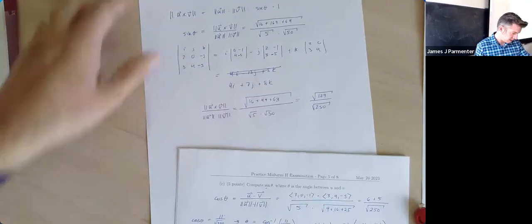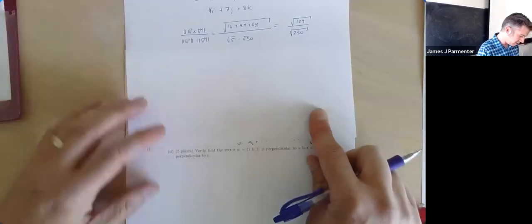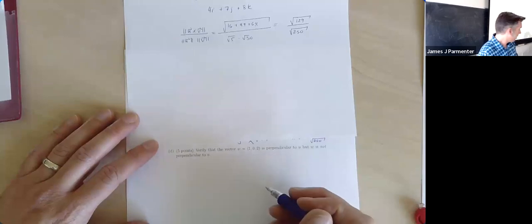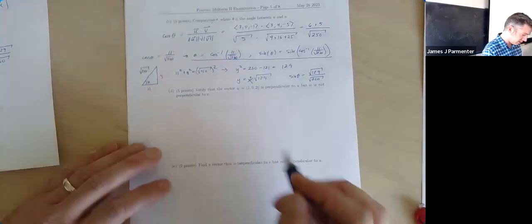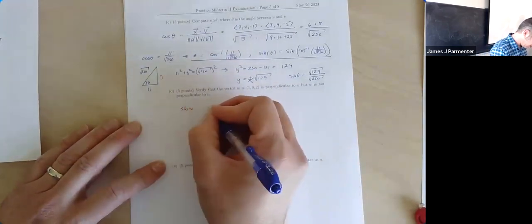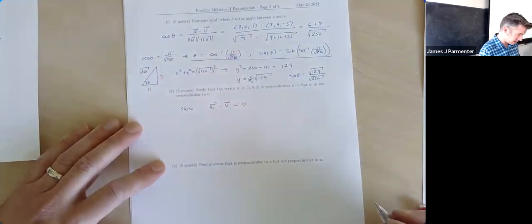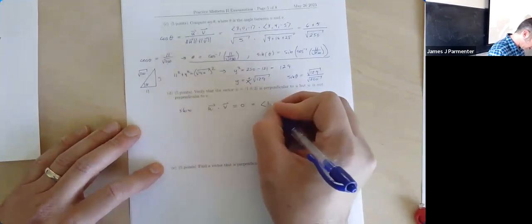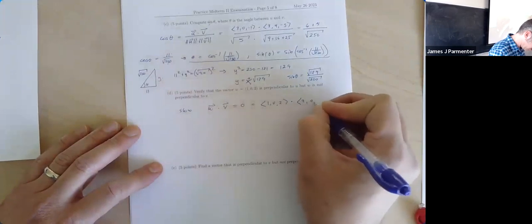All right, a couple more questions here. Verify that the vector W equal to 1, 0, 2 is perpendicular to U, but not perpendicular to V. Again, showing things are perpendicular or not is pretty straightforward. If I'm trying to show that this is perpendicular to U, I'm just going to show that W dotted with U is equal to 0. And it is, right? W dotted with U is just going to be 1, 0, 2 dotted with 2, 0, negative 1.